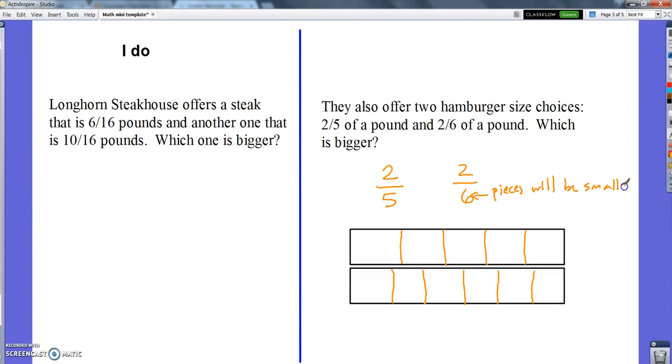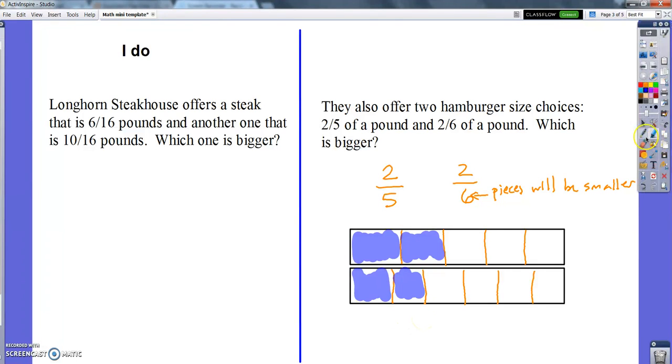It's just common sense because I'm cutting it into more pieces. So if I'm going to cut this into 6 pieces, and I'm going to cut this into 5 pieces, and I'm going to have 2 of each of them, obviously this one's going to be smaller because it's 2 smaller pieces, and this is 2 bigger pieces. It's kind of obvious without even making the drawing that 2/5, 2 bigger pieces, is going to be more than 2 smaller pieces.